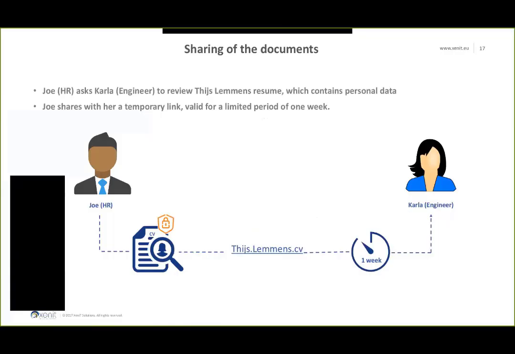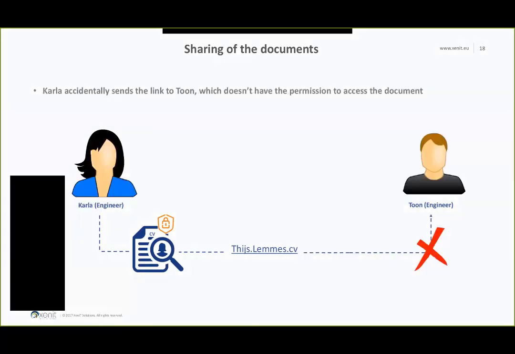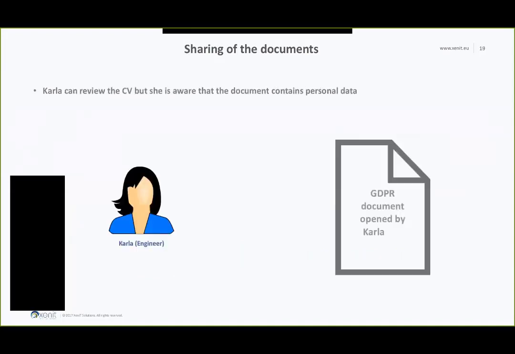So if we now go back to the presentation, we see here that Joe successfully shared a link with Carla and she could open it. The link is valid for 1 week. Carla accidentally shared the link with Tom and he tried to open it, but that didn't work. Now, Carla was able to review the CV and give information that should allow HR, Joe, to hire someone or not.